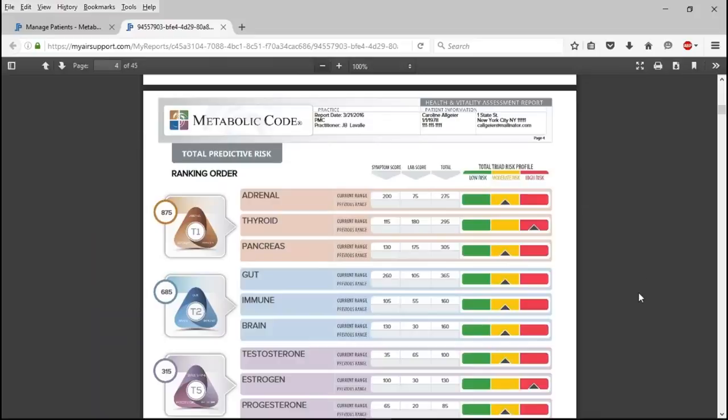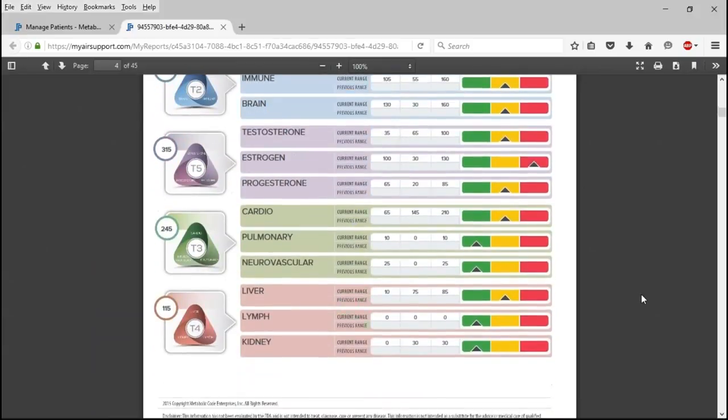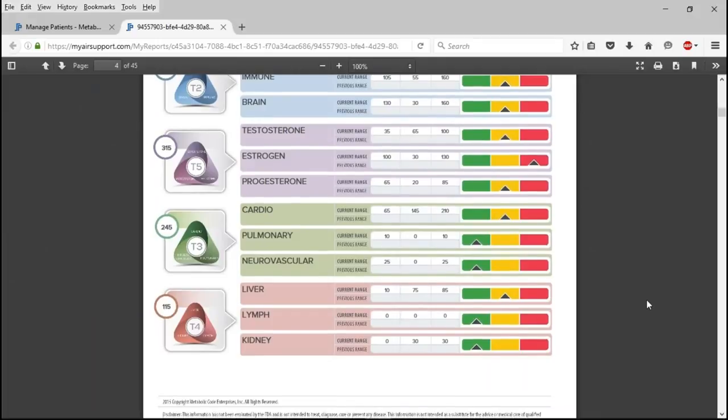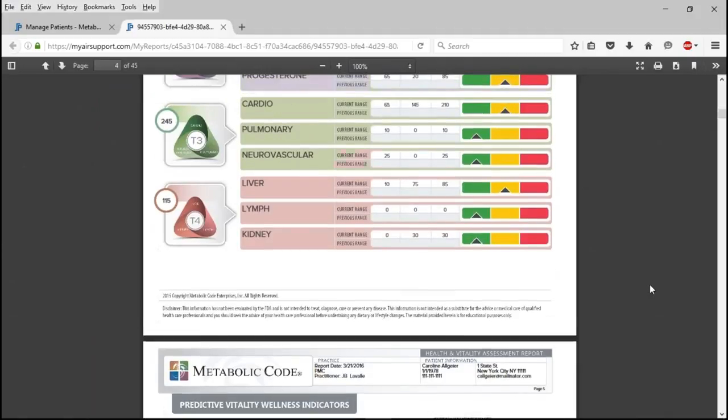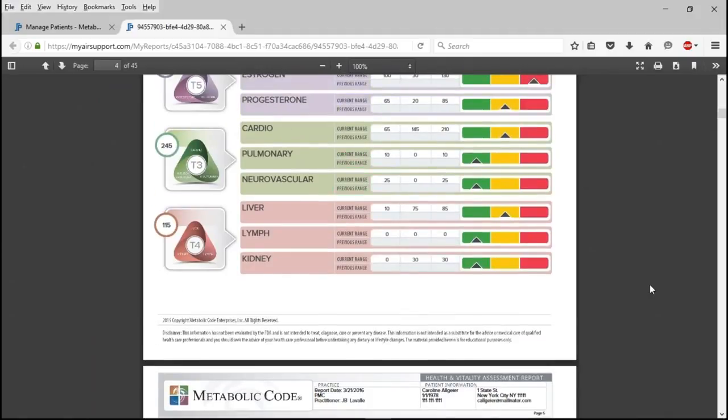But what's still not clear is what the main drivers are. But this gives me a good sense of, okay, she's a triad one and triad two. Very common presentation. I'm not surprised that she's also invoking triad five with her reproductive hormones. Go ahead and scroll down. Not a lot going on in her triad three or four.